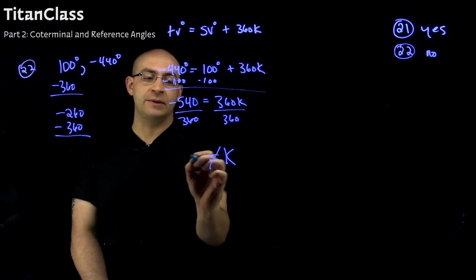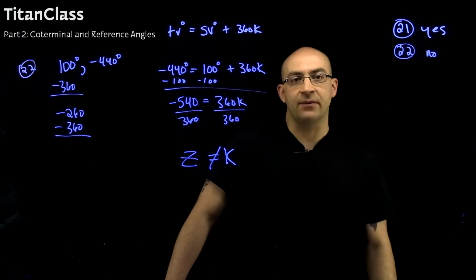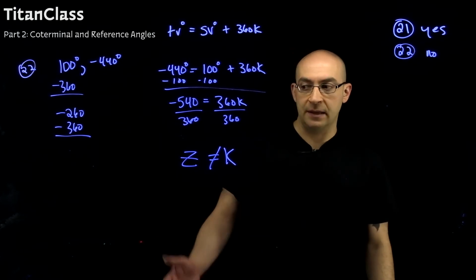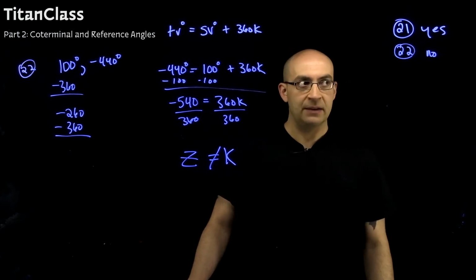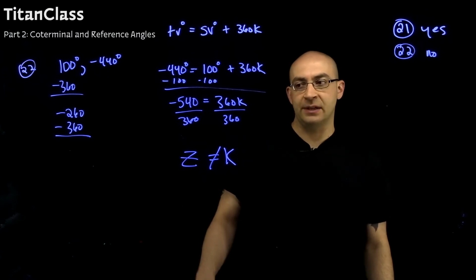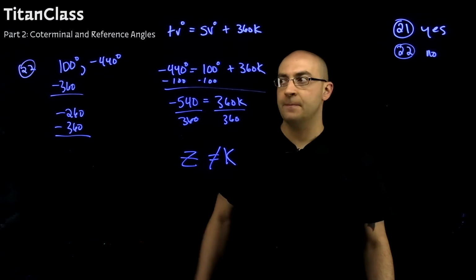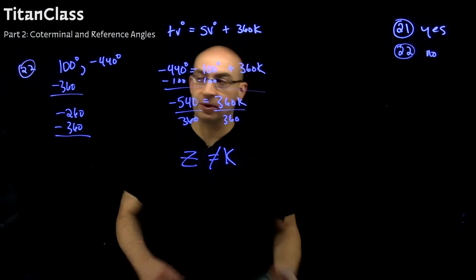K is not going to equal the set of Z. Z stands for the set of all integers that are known to humanity, which is an infinite amount of integers. I just say the set of Z, so it makes it a little easier so you know that it's not a whole number. Okay, high level stuff right there. So number 22, they are not coterminal.